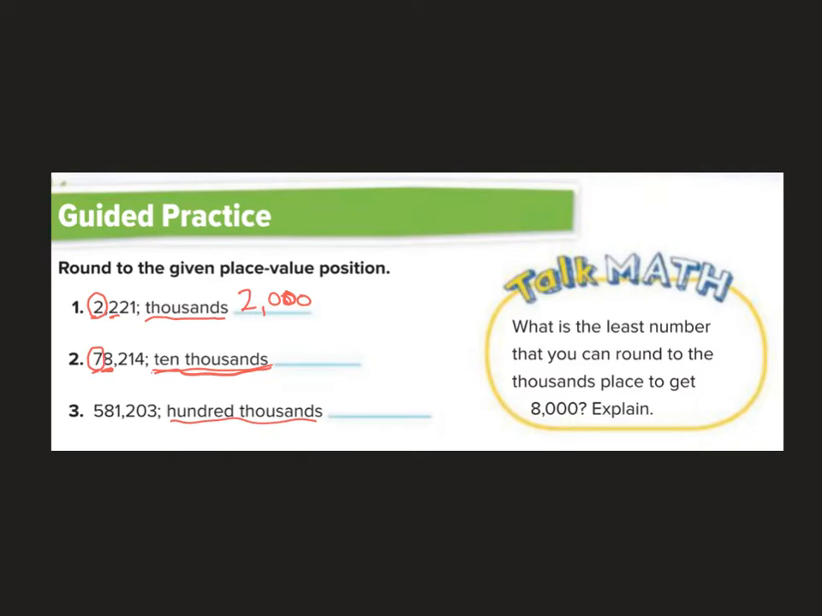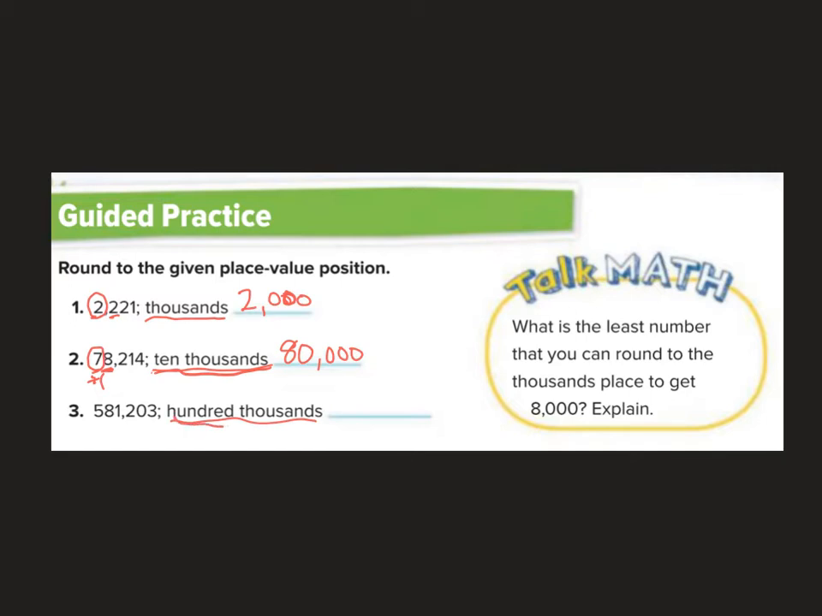The 8 tells me to add 1 to the circled digit. So 8. And then all the numbers to the right become zeros. So instead of 78,214, it's going to be rounded to 80,000. And 80,000 is so much easier to work with than 78,214. So that's really why we do it, because it's easier for us to compute.